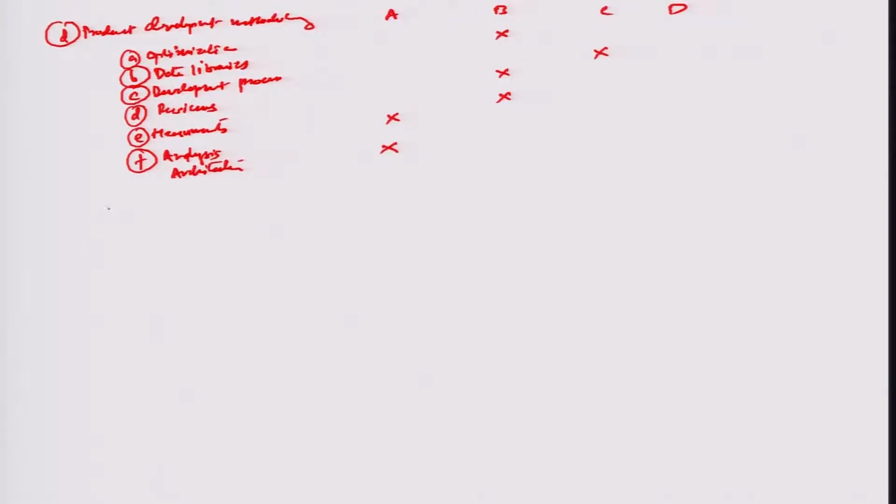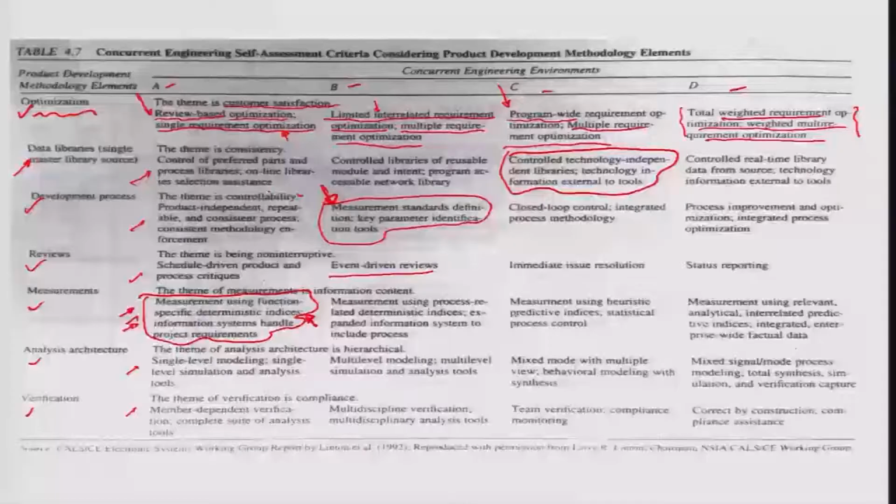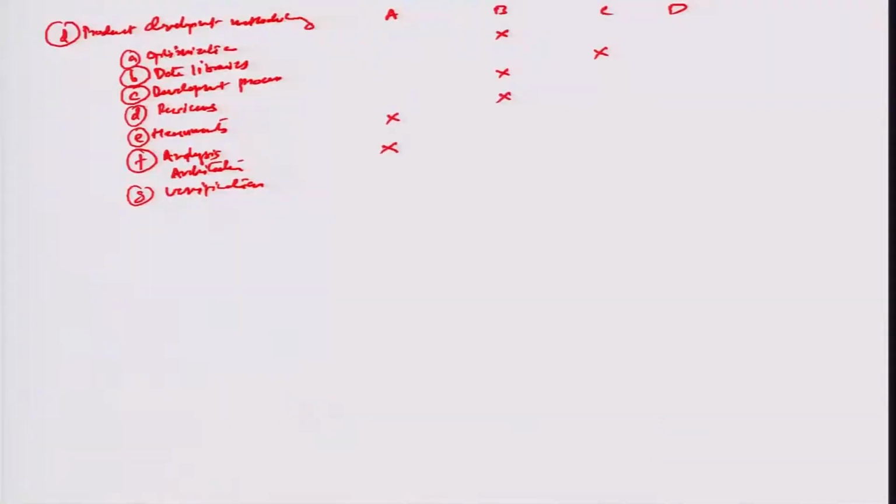And the verification scheme in the product development methodology happens to be at level B, which is about multidisciplinary analysis tools based verification. So, it is a very well defined design methodology. So, obviously, these aspects are a part of different sub elements associated with the development methodology here.